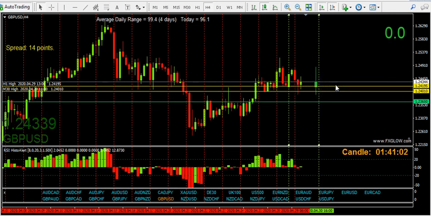So clean your charts up if necessary, and then just step back a bit from it and breathe and think about what the candlesticks are telling you.